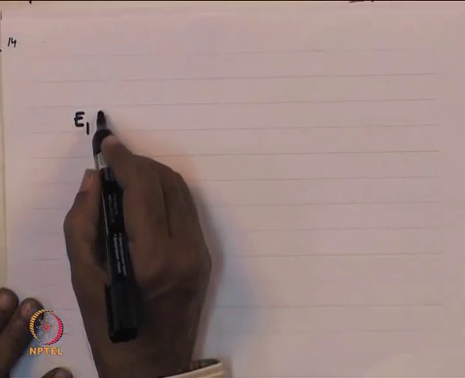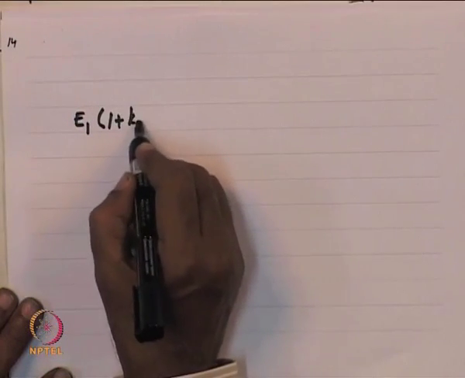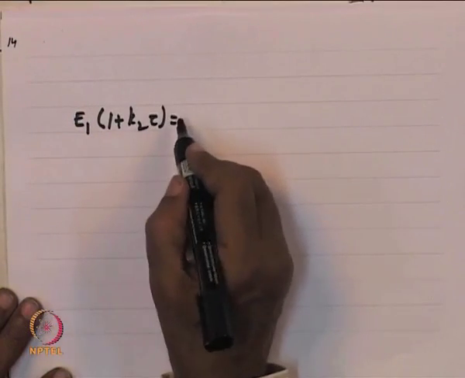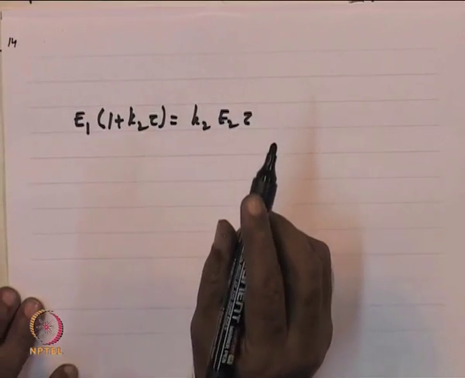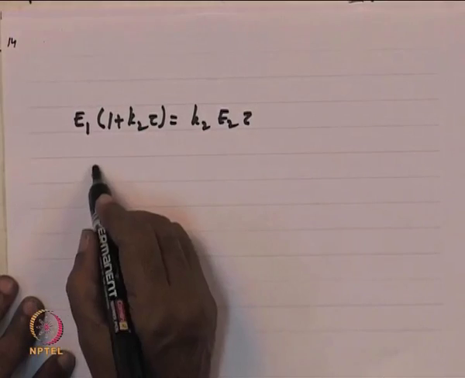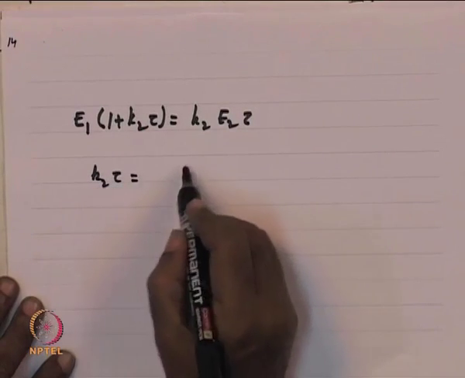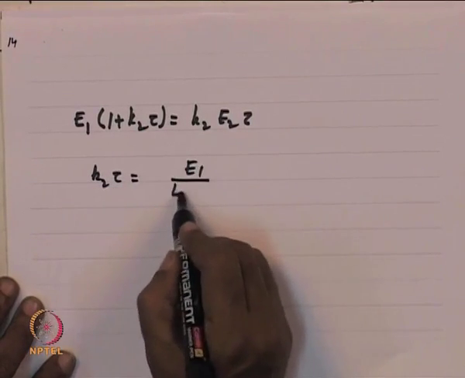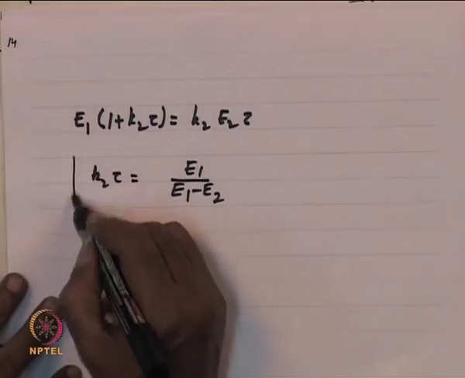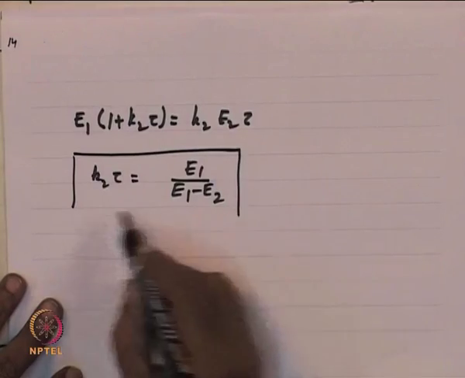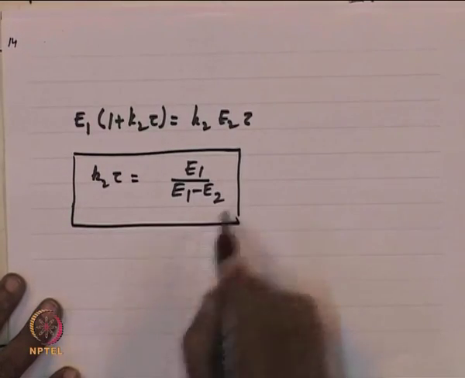When you do that and go through the algebra, you will find that the result you will get is E1 by 1 plus k2 tau equal to k2 E2 tau, or k2 tau equal to E1 divided by E1 minus E2. This is what we will get. So, the result that we wanted to prove, we have been able to show.